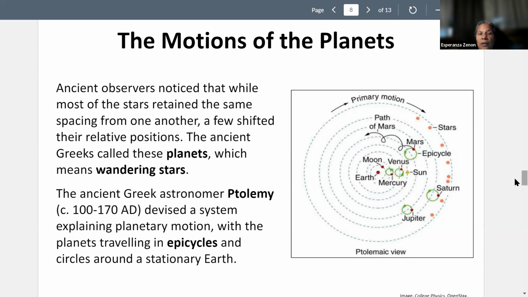And then the ancient Greek astronomer Ptolemy tried to explain that by coming up with what he called epicycles. So he tried to track the motion of these wandering stars as they moved around the Earth. Well, we know that view, the Ptolemaic view, because they thought the Earth was at the center of it all. We know that that's wrong.